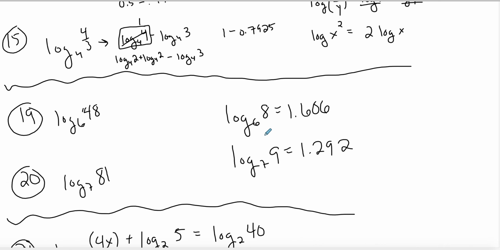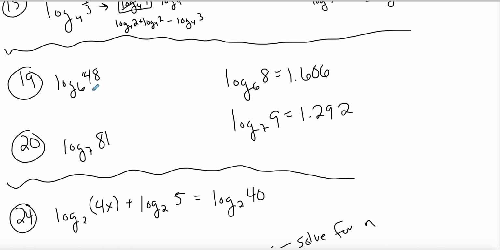So the next one's down here. Same kind of idea, but you're supposed to use an 8 and a 9. And I'm going to show you this one. You cannot use an 8 and a 9 to get a 48, okay? However, we can use a 6 and an 8. Would that work? Well, let's look.